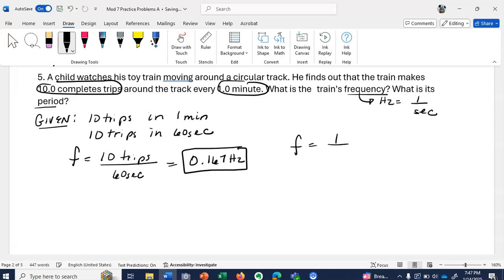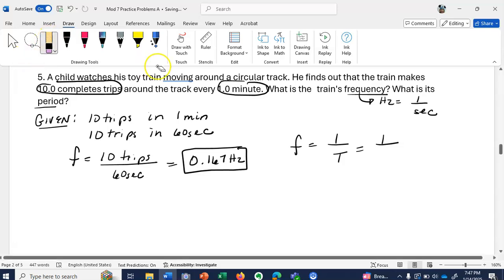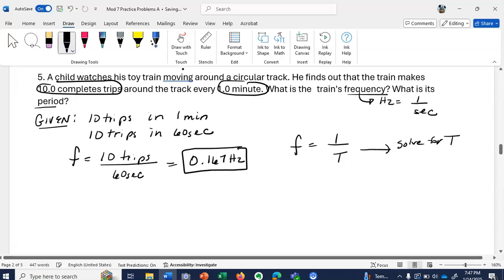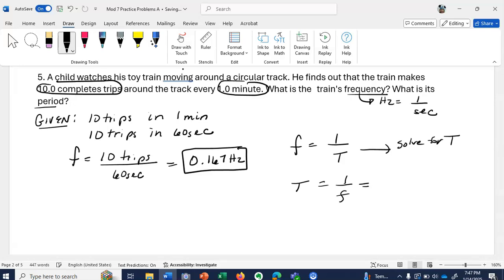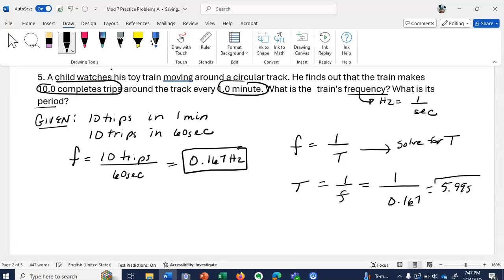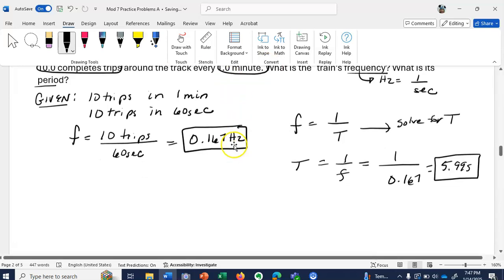Then I know that frequency is also equal to 1 over period. We have frequency, we need period, so if I solve for period, it's 1 over f. It's just an inverse. I got 5.99 seconds or 6 seconds. That's fine. Okay, yes, I realize I answered that one. You're welcome.